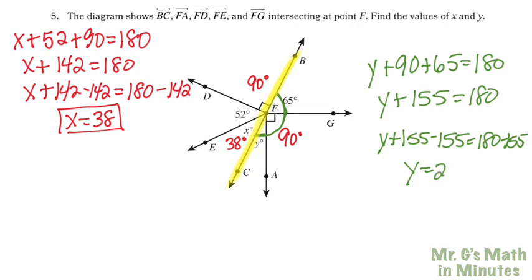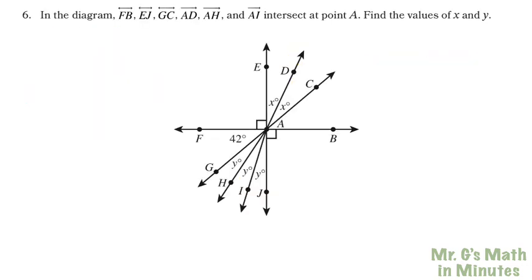And that's going to give me 25. So this angle is 25 degrees. And now we have every single angle with a measure in it. Oh, I thought that was our last problem, but I do have another one.